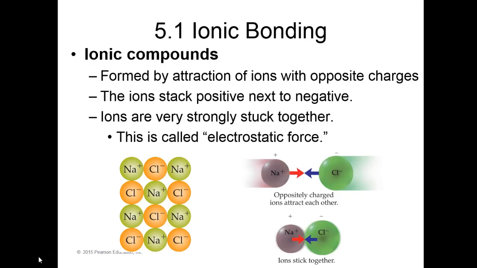Ionic compounds are formed by the attraction of ions with opposite charges. The ions stack positive next to negative, just like a magnet. Ions are very strongly stuck together. This is called electrostatic force. You can see the positively charged sodium and the negatively charged chlorine will attract and stick together in this manner.